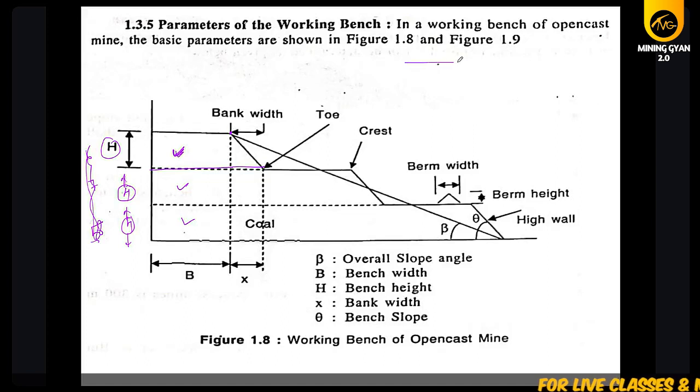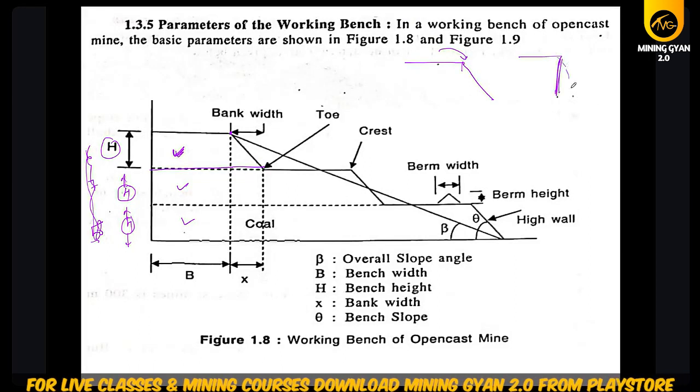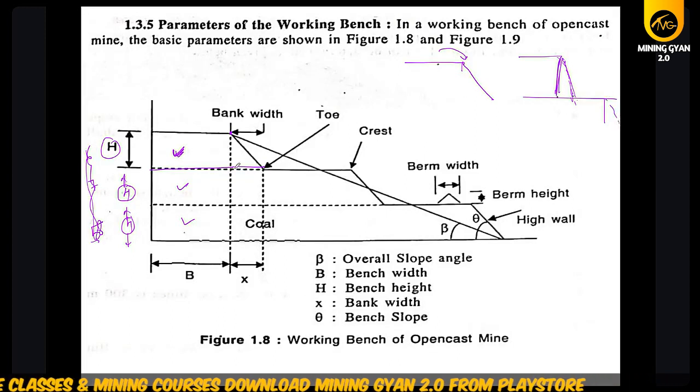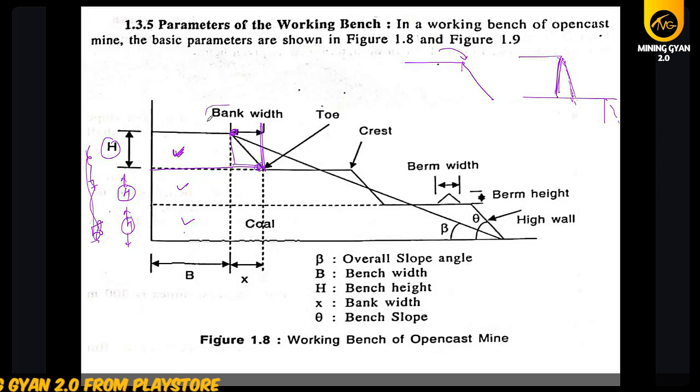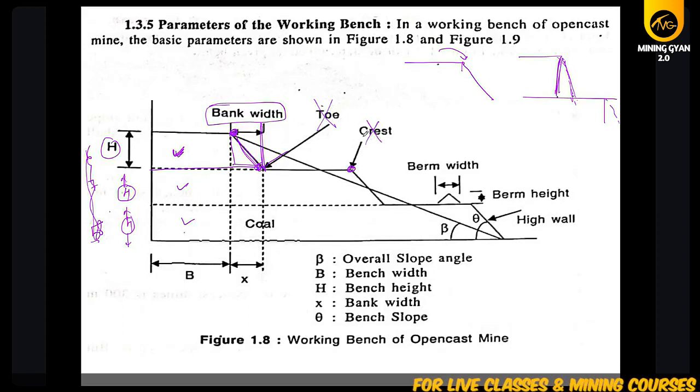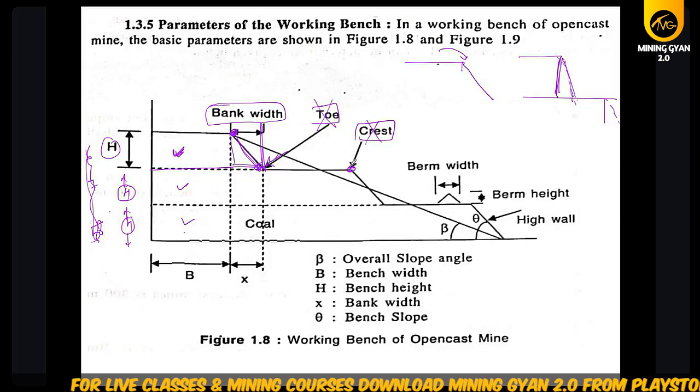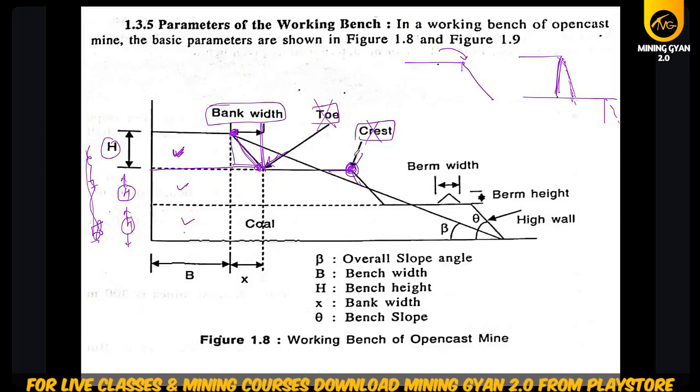What is a bank? Suppose this is your overburden. Then this inclination, because whenever you dump OB, you cannot go straight. There will be some deviation from the vertical, then again a bench, and then again a deviation. So this width we call the bench width. And this is the toe, not important. This is the crest, which is the top part of it. If you want to remember, the toe is the corner point of the bench or bank width, and the crest is the top corner point of the bench.